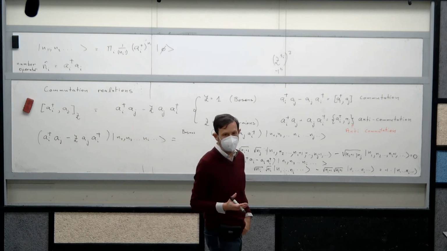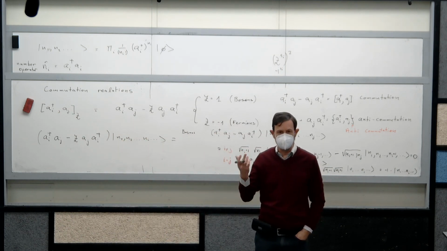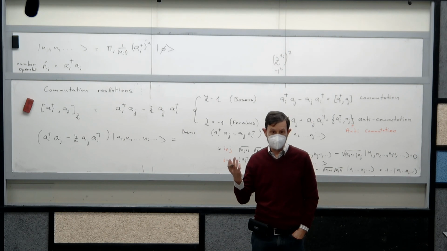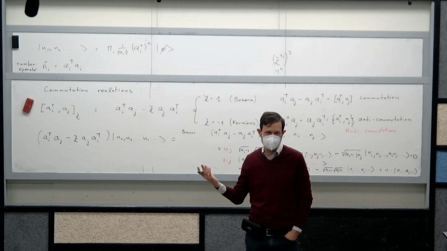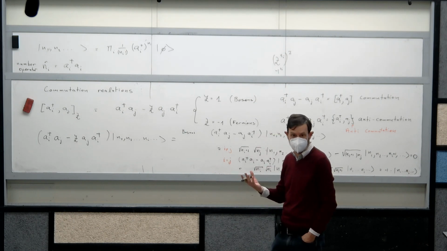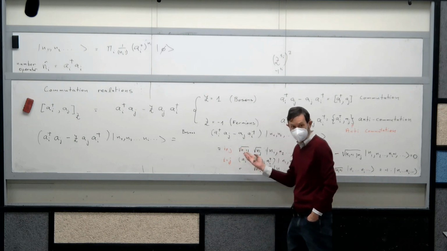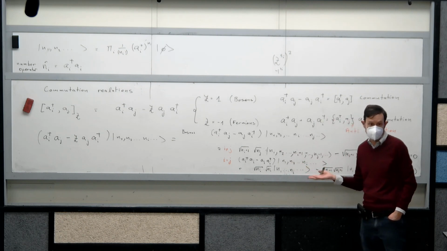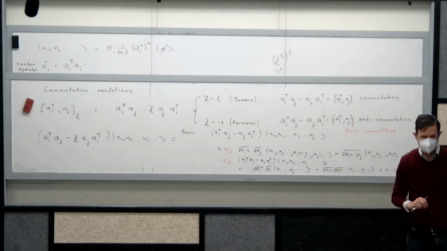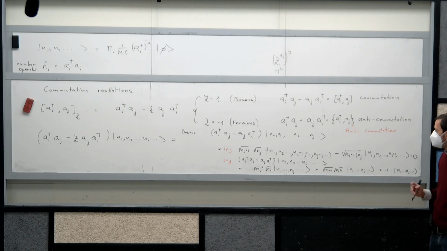Always, if the commutation is between different operators, a_i and a_j, it's always equal to 0. If it's between operators that are operating on the same state, then I have either plus or minus 1. Let's see what happens for fermions.